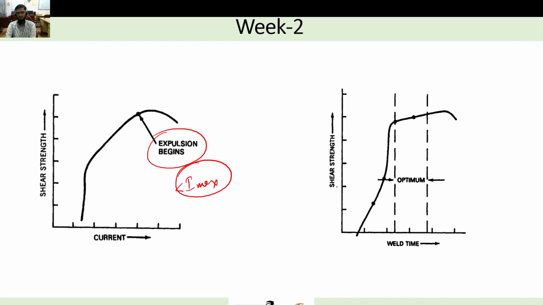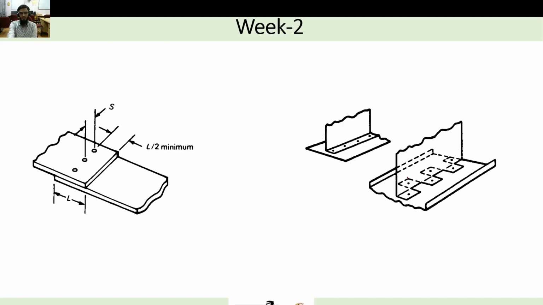Similar to that, here is a relation between shear strength and weld time. You have to sort out the optimum weld time for a given shear strength. This graph tells about that. Then we learned about the configuration, which is how you do fit-ups in the spot welding process. You have to maintain a certain distance between two spots, and if you don't, an issue will arise, which we will see just after a few slides. And then from the edge you have to maintain a certain distance.